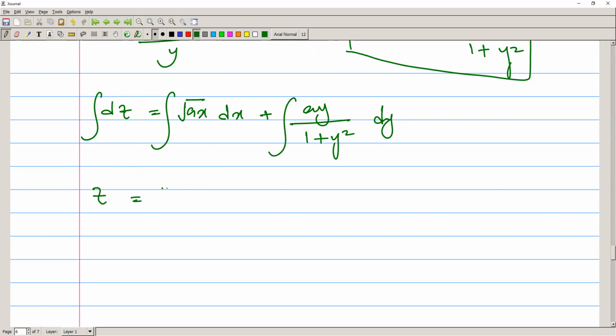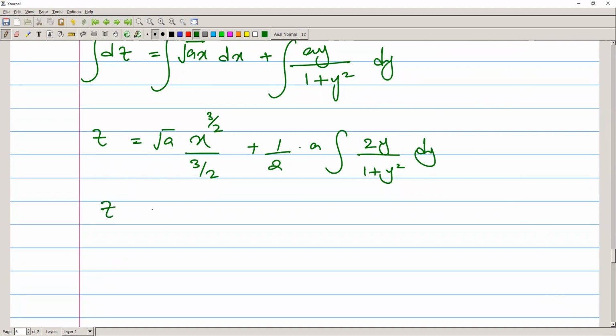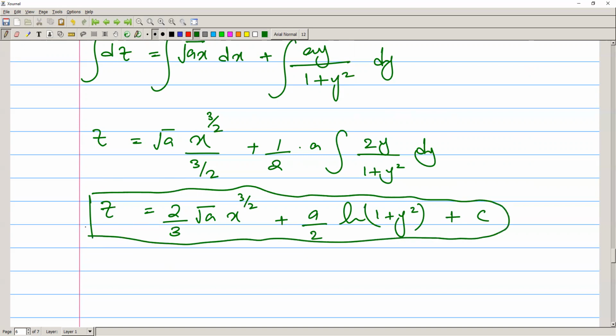So z will be equal to square root of a times x to the power 3 over 2 divided by 3 over 2, plus, it's 1 plus y squared in the base, and we have y in the numerator, so we need 2 there, so we'll divide it by 2 and then multiply it by 2 inside. You are familiar with these integrals. It's not a difficult task to do. Right. Plus a over 2, and this will be natural log of 1 plus y squared, because the derivative of 1 plus y squared is 2y, and it's in the numerator. Right. So this is the explicit form of z in terms of x and y, and we are done with it.